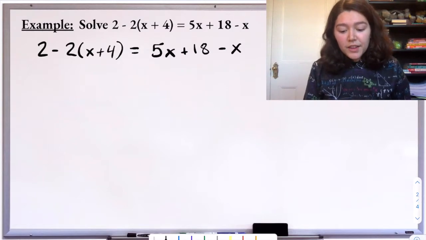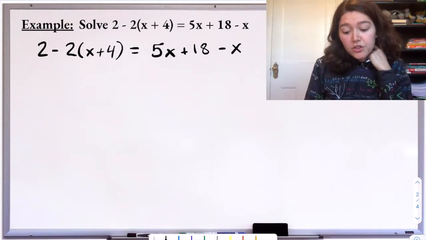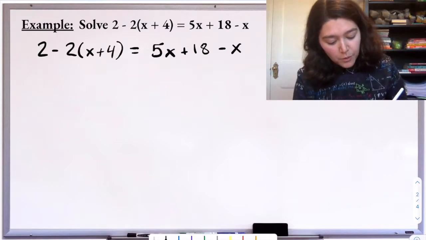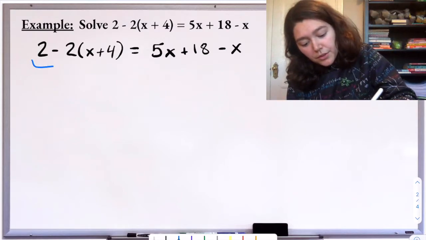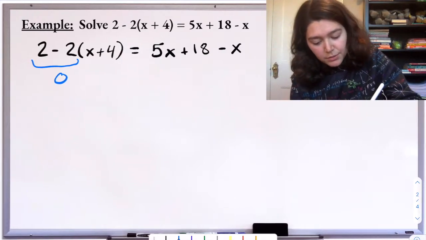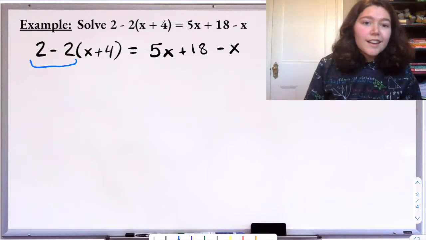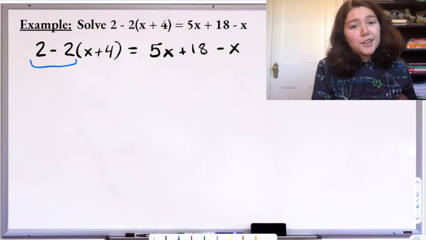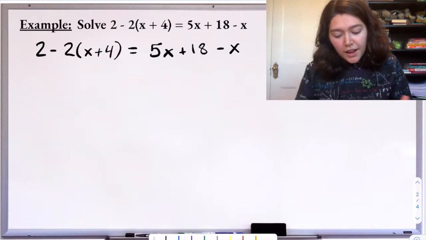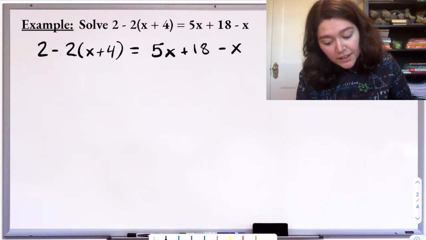I want to take care of them by using the distributive property. Something that makes this tricky here, though, is I have 2 minus 2 times the quantity x plus 4. So some of us might think, oh, well, 2 minus 2 is 0, so that's just 0, and then I have 0 times x plus 4. But we cannot do that because order of operations tells us that we definitely multiply and deal with parentheses before we add or subtract.